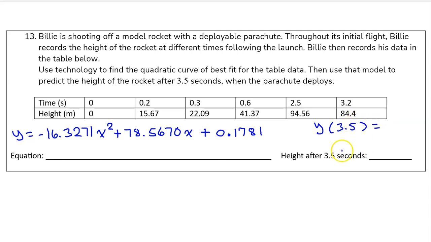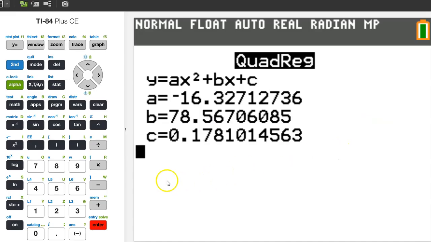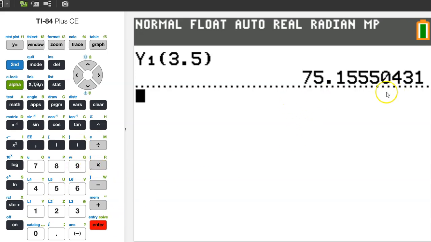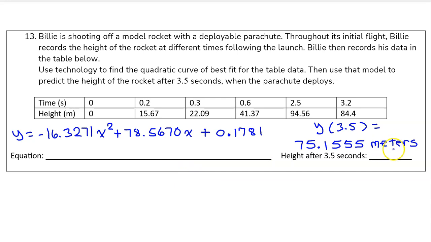Let's use the calculator. So we can pull up the y by doing alpha trace enter, since we stored the entire model as y1. And to evaluate at 3.5 seconds, we simply put 3.5 in parentheses like this. So there's the answer, 75.1555. And don't forget the units, which are meters.